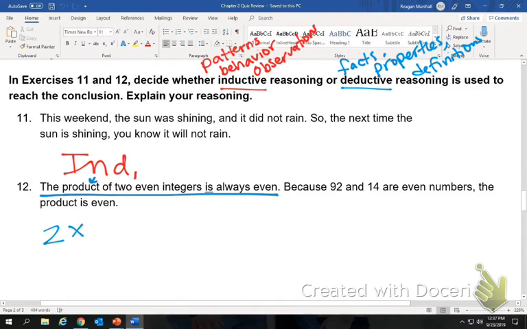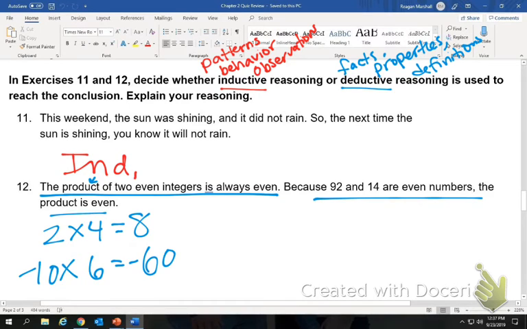So good facts. So like 2 times 4, they're both even. What's 2 times 4? 8. If you threw in a negative, negative 10 times 6 is negative 60. If you notice, they're always going to be even. So this is a rule. Because 92 and 14 are even numbers, the product is even. So are they coming to this conclusion about the product of 92 and 4 being even using a pattern or are they using a rule? A rule. Okay. So that means this is deductive because they're basing it off a rule.